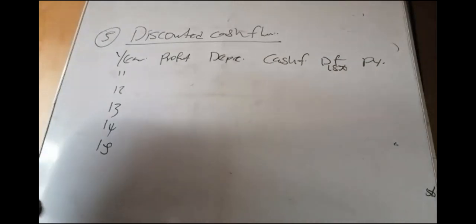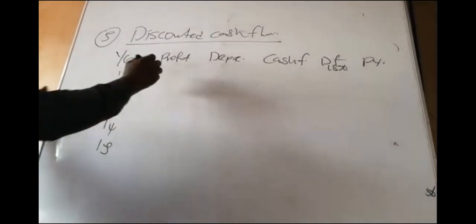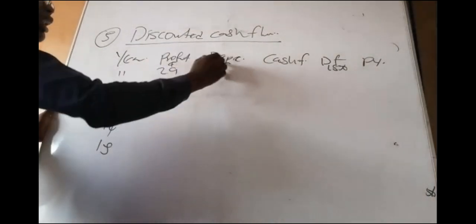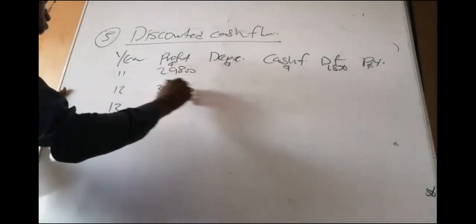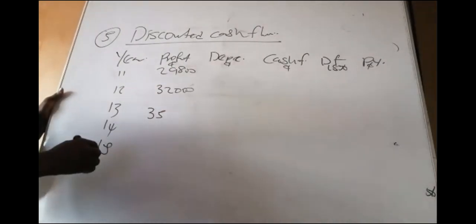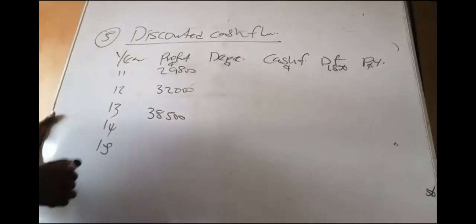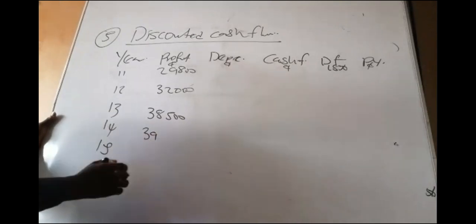Okay. So let's go to the question and pick the profit from the question. Year 1, the profit was 28,000 Ghana cedis. Then 28,800, 29,800. You have 32,000. You have 35,000. It should be 38,500. Then 39,600. Then 43,100.